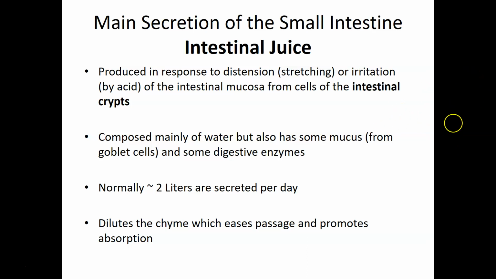Not very much, not a huge source of digestive enzymes, but there are some. Normally you produce about 2 liters of this per day, and this is stimulated by food in the stomach or arriving in the small intestine. The acidity that hits the small intestine stimulates those secretions. The main function of this very watery mucus type secretion is to dilute the chyme. That's going to make it easier to absorb and also easier to propel down the length of the tube.